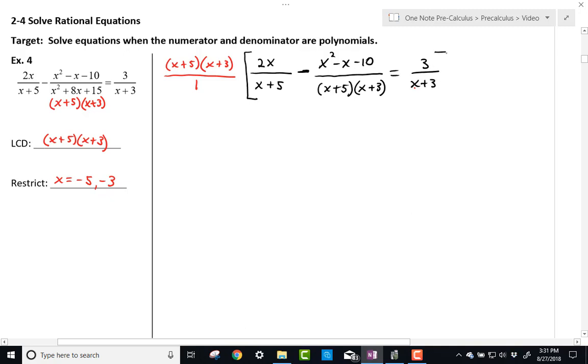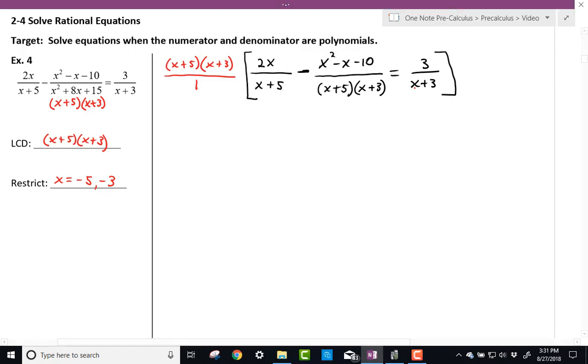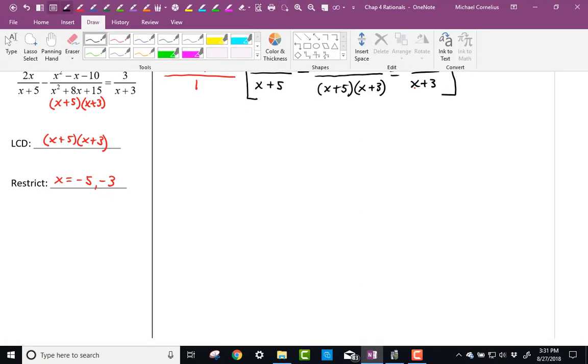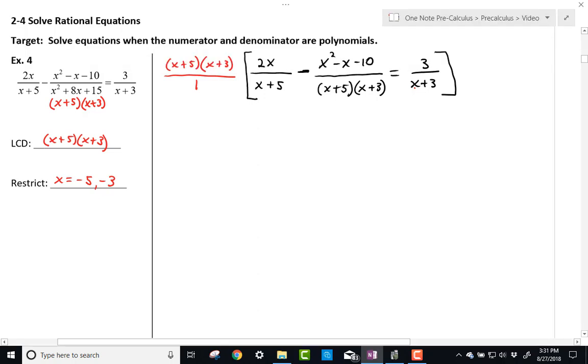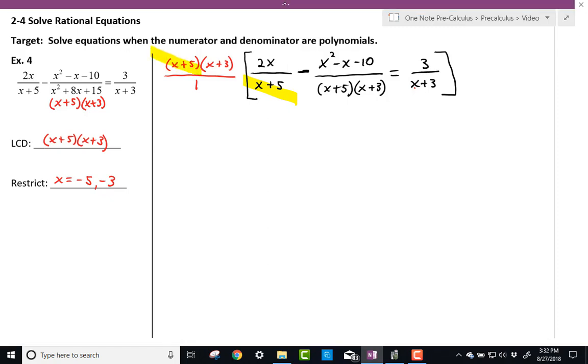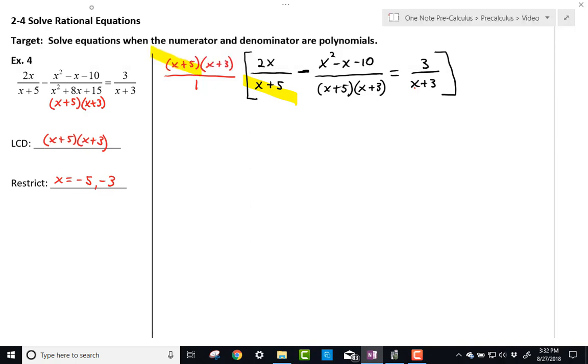All right? So now normally I would have that LCD written out next to each one of those, but if you take a look at your LCD and your very first fraction here, the x plus 5 in the denominator here would cancel with the x plus 5 in the numerator here. What that leaves me is 2x times x plus 3. All right, well 2x times x is 2x squared. 2x times 3 is positive 6x.